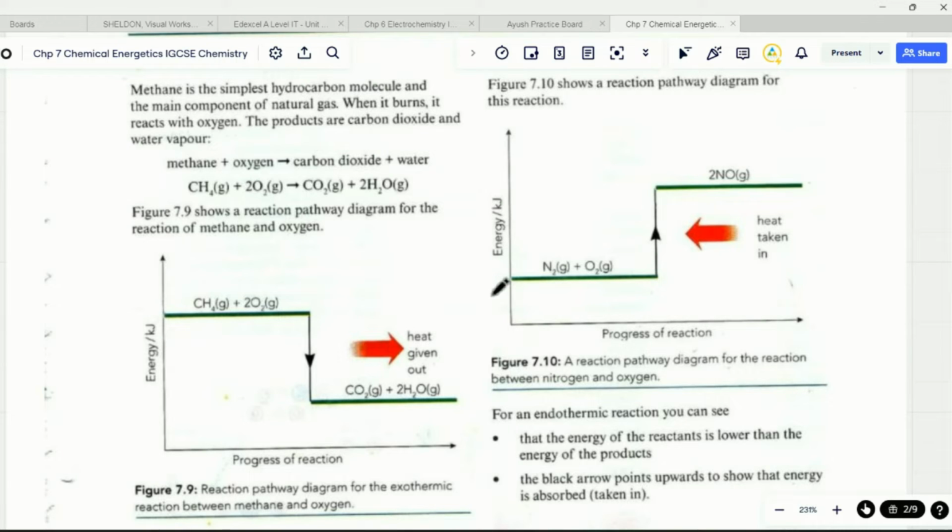So what's happening over here? See, in this reaction, what do we see? Methane is reacting with oxygen and producing what? Carbon dioxide and water. Now, in this reaction, the first thing that we must know is whether it is an exothermic reaction or an endothermic reaction.